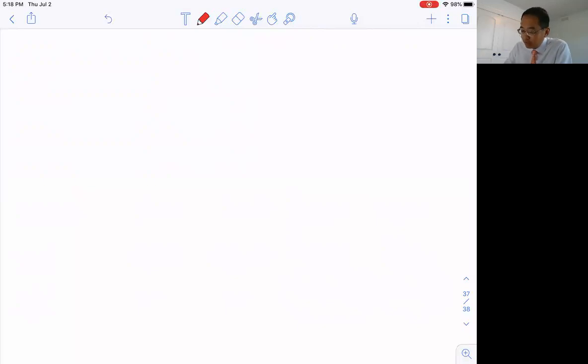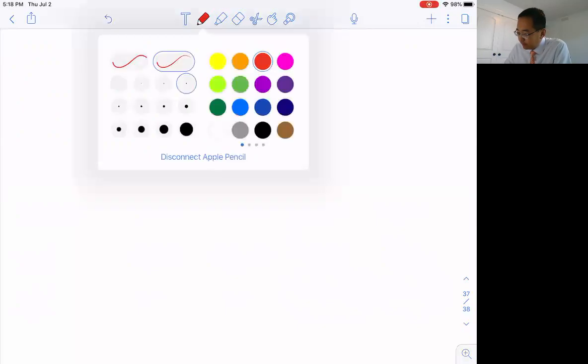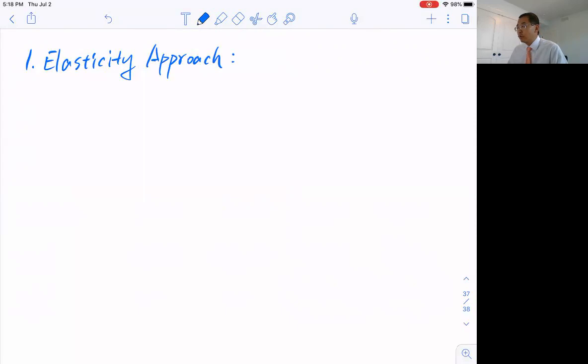Okay. One is called the elasticity approach. Okay, and let's talk about this one first. This one is the biggest one, most technical. The next two are called the absorption approach and the monetary approach, which we'll go over specifically.